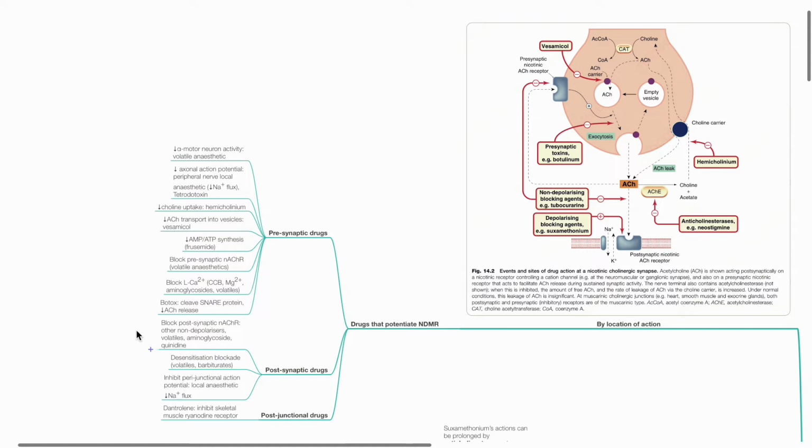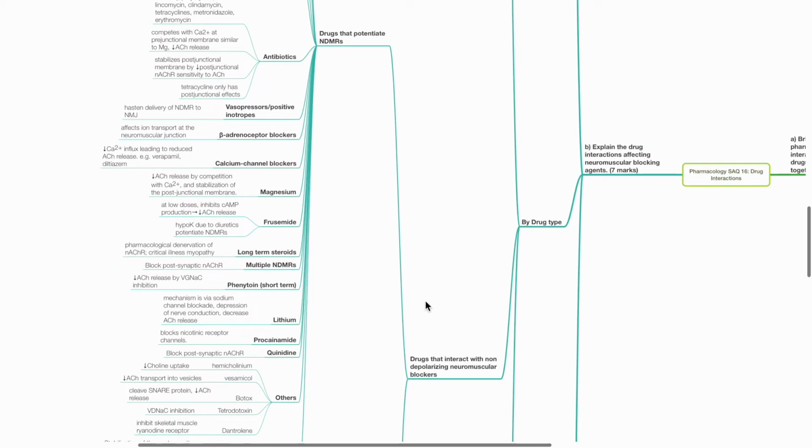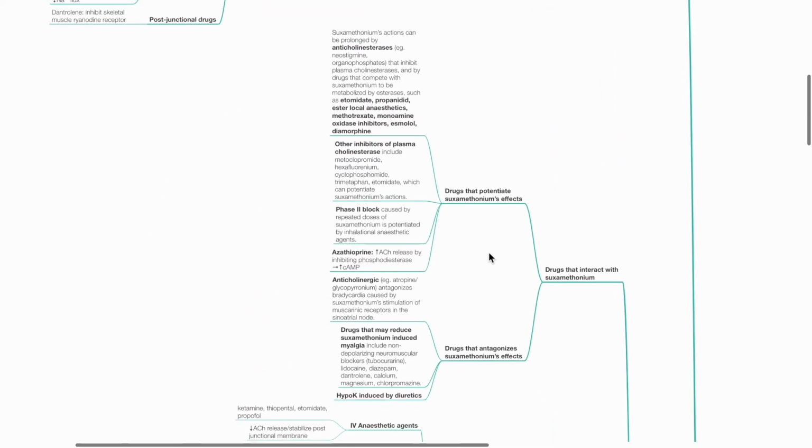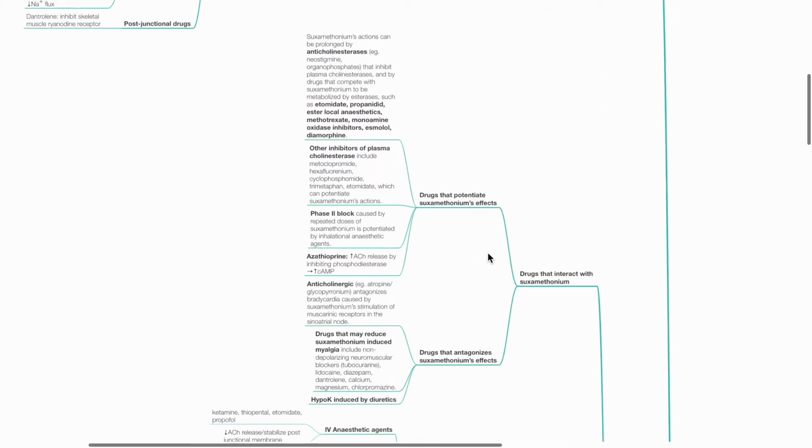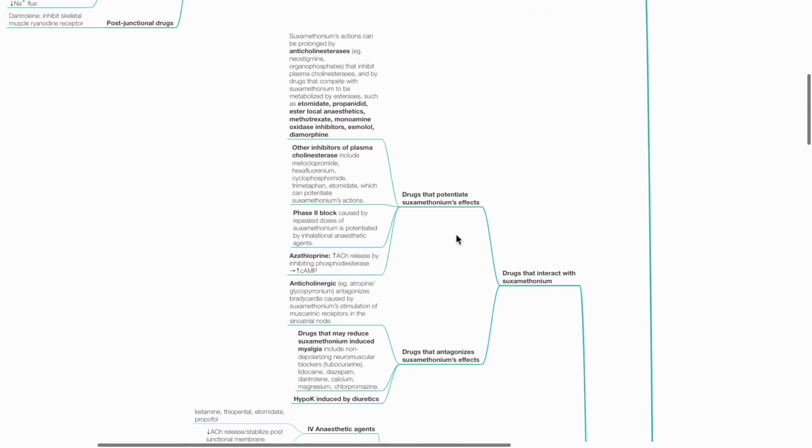Desensitization blockade caused by volatile anesthetics and barbiturates. Local anesthetics, which reduce sodium flux and inhibit perijunctional action potentials. Postjunctional drugs include dantrolene, which inhibits skeletal muscle ryanodine receptor. By drug type. Drugs that interact with suxamethonium. Drugs that potentiate suxamethonium's effects.